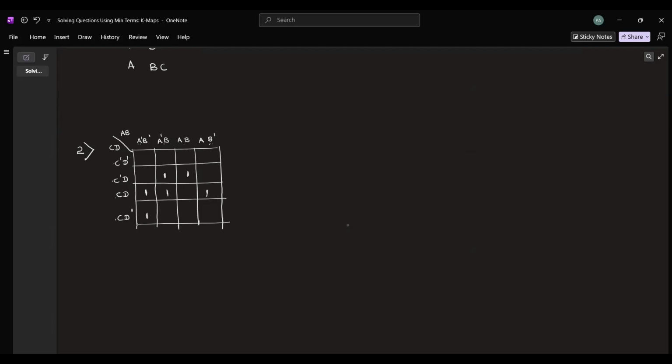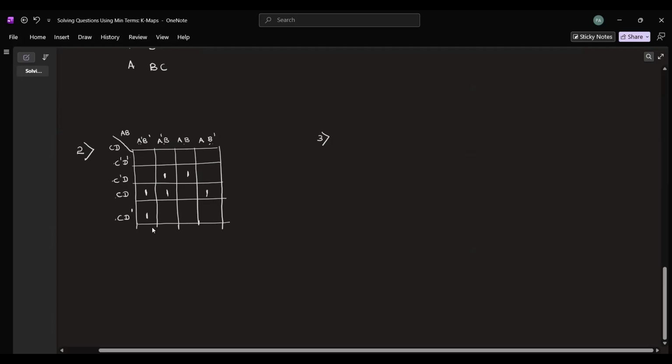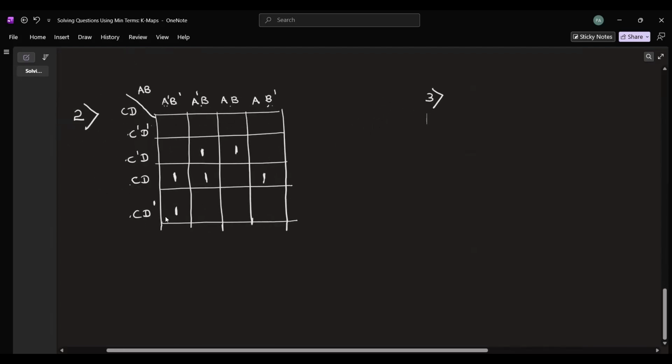To simplify this, we use the grouping method. How does grouping work? Well, it's simple. I already taught you in the earlier video also. There are some rules you should follow. You have to group the ones in groups of 2 to the power numbers. That means you can have 2 to the power 0, 2 to the power 1, 2 to the power 2, or 2 to the power 3, and finally 2 to the power 4.